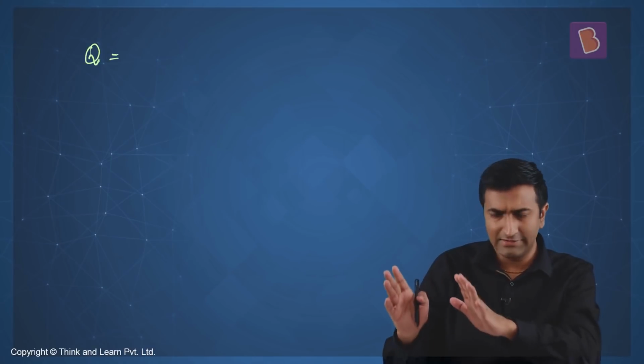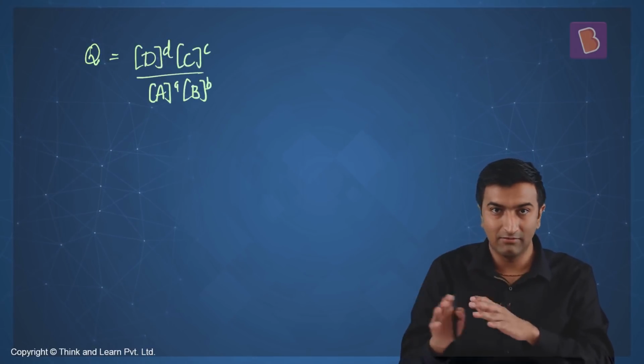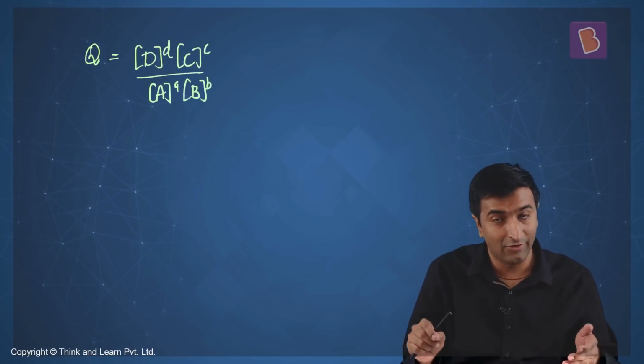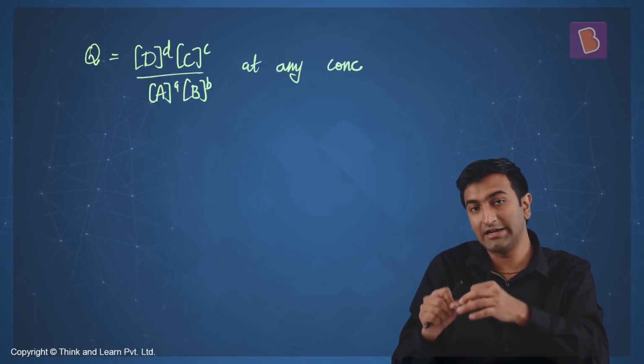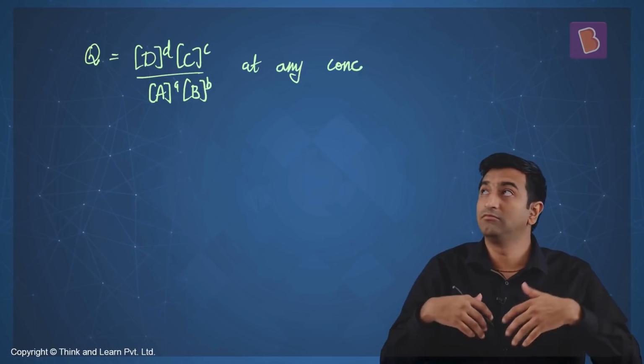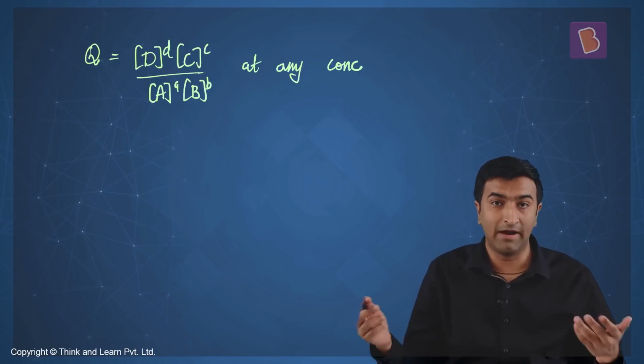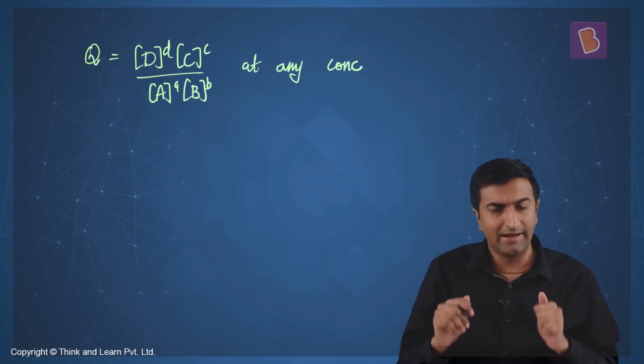Q is the same expression as K, the equilibrium constant. The only difference now is that I'm looking at concentrations at any point in time. Whether equilibrium is achieved or not does not matter. So that's the expression of Q. And why is Q necessary?